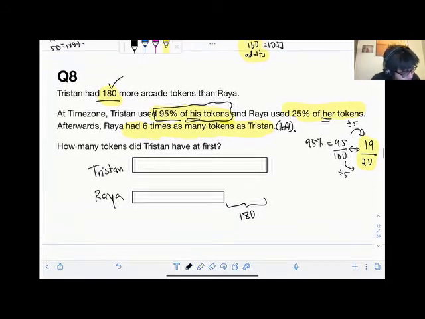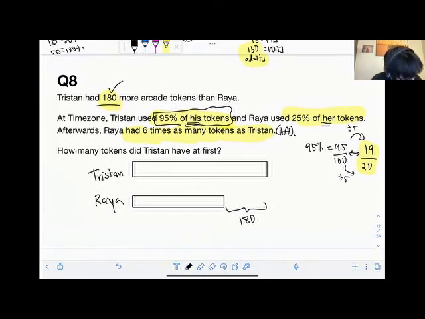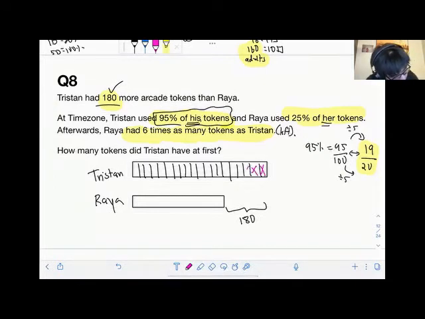So let me divide si Tristan into 1, 2, 3, and then 1, 2, 3, 4, and so on. 20 parts. And yung nagamit niya is 95%.